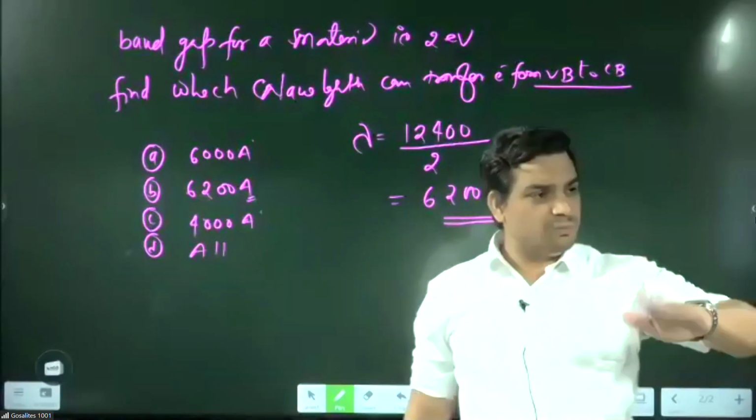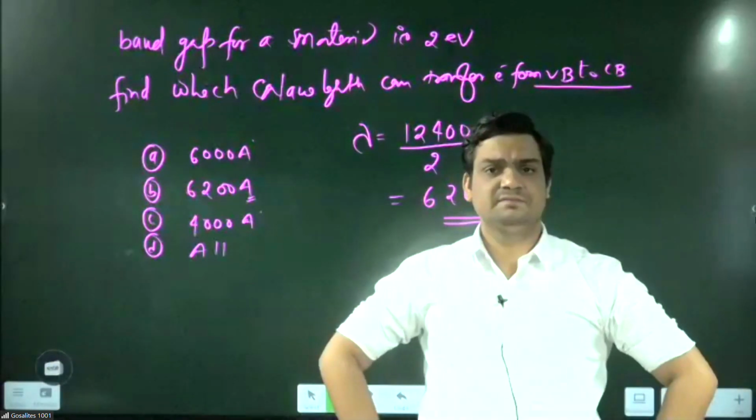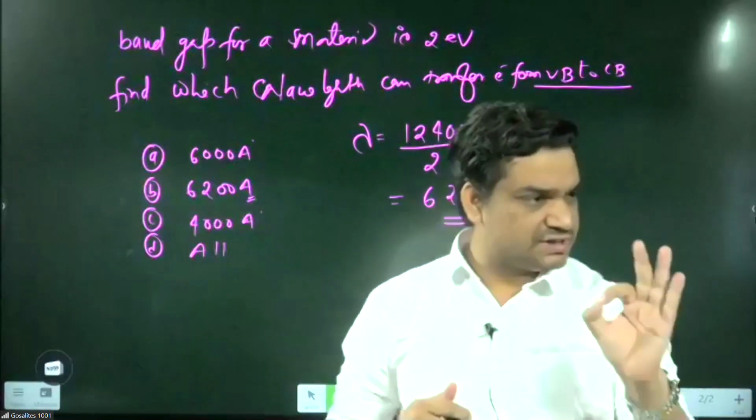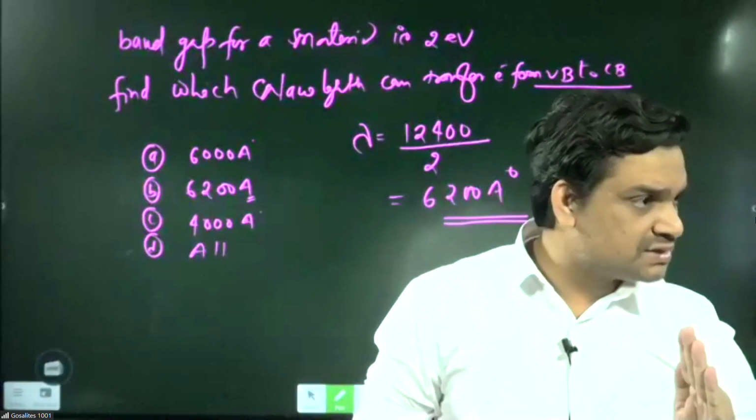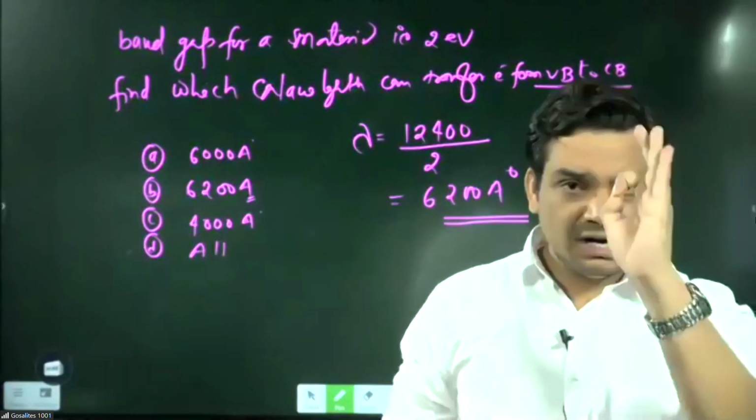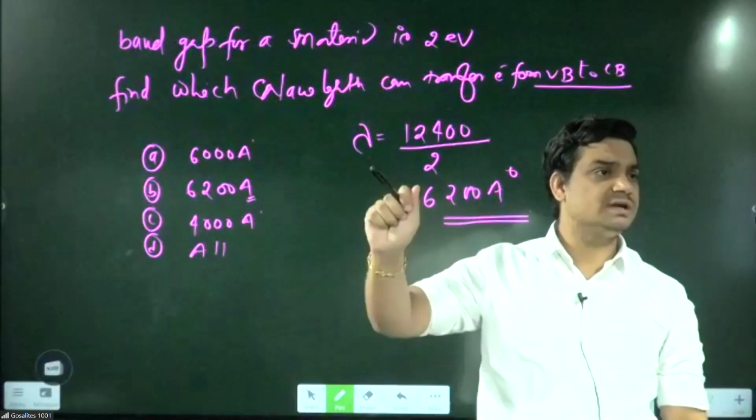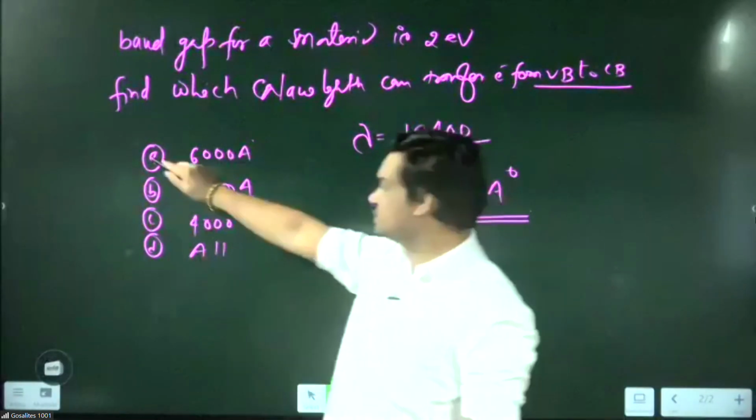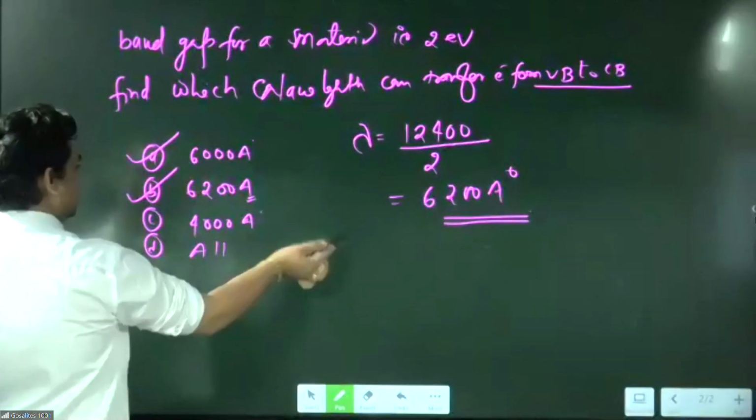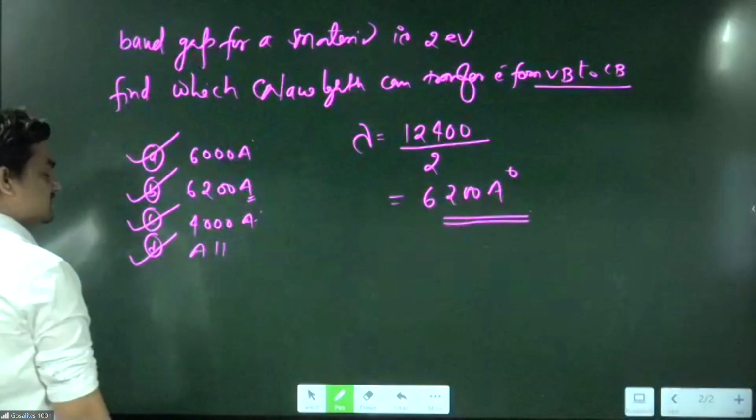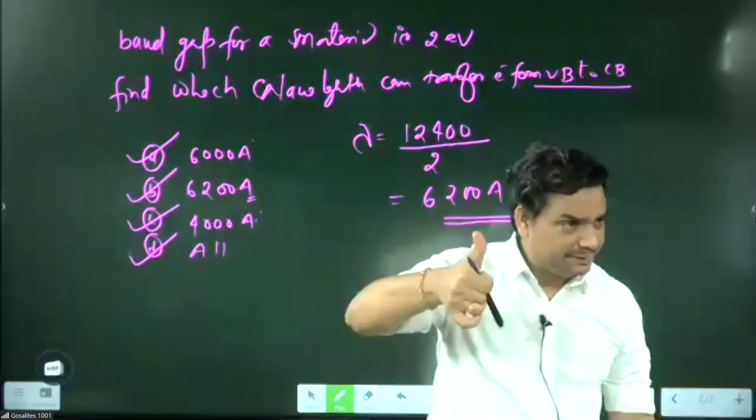If you use somewhat more energy, then what happens? Of course it will transfer. Lesser wavelength means more energy, and that can also be used. So can I use 6000? Yes, 6000 is less than this, more energy, it can be used. 4000 is less, it can be used. We can use all of these to excite it. Clear? Yes.